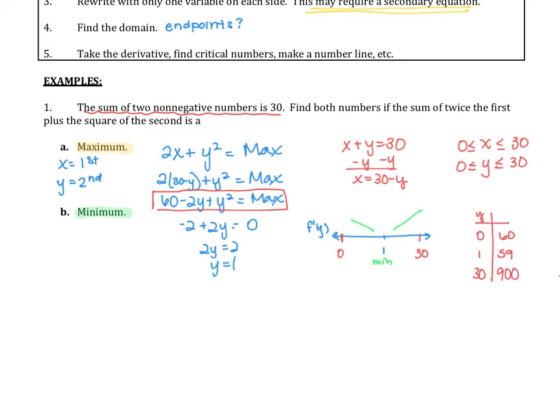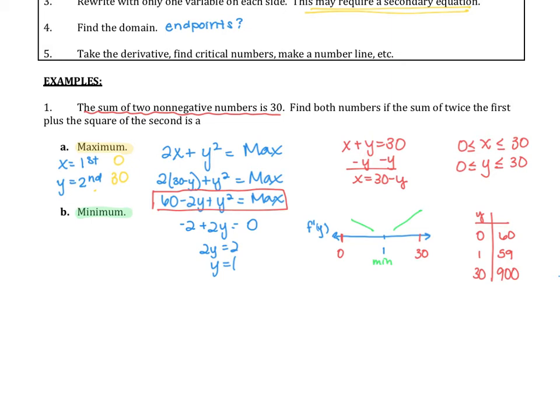So where is my maximum? Right, my maximum is when y is 30. So my maximum occurs when y is 30, and x would then have to be 0, because that's the only way that they can sum to 30.